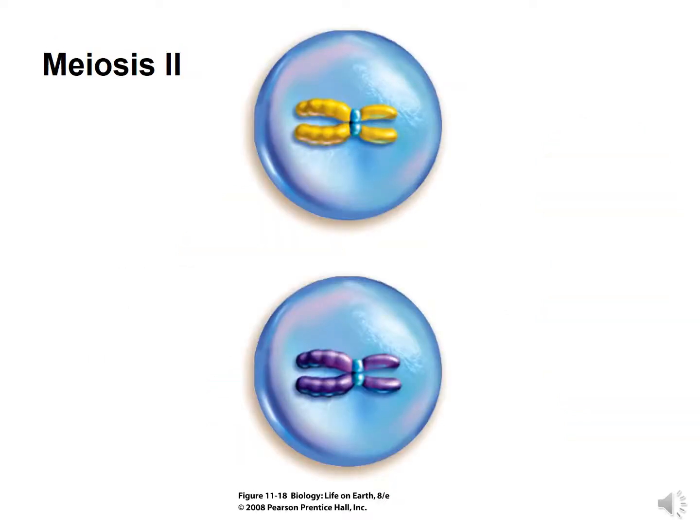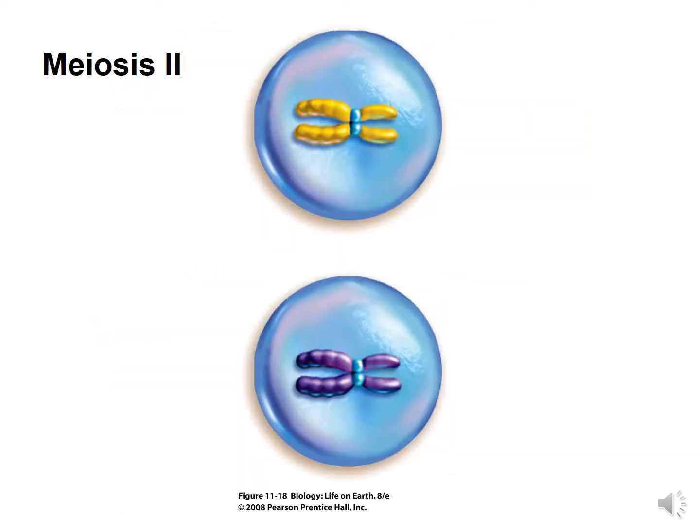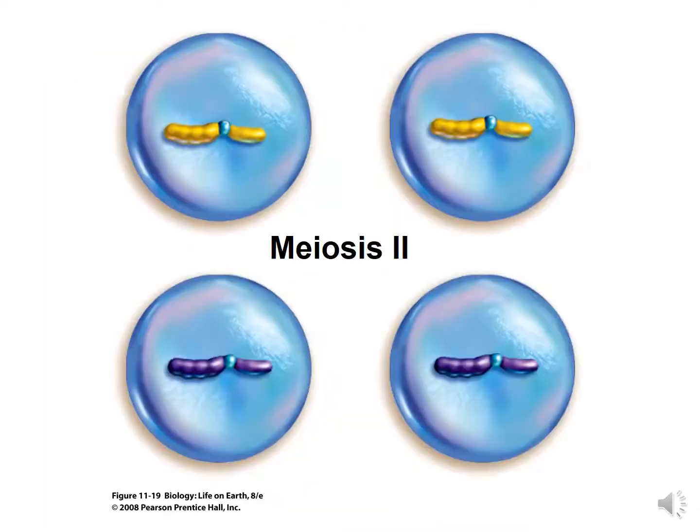Now, what's separated during Meiosis II? Here are the 2 cells at the beginning, and here are the 2 cells at the end of Meiosis II. What's separated? Well, obviously, 2 cells divided into 4 cells, so each cell divided again. But what's separated in terms of the DNA? Let's look again. Again, here is the cell at the beginning of Meiosis II. Here are the daughter cells at the end of Meiosis II. What's separated?